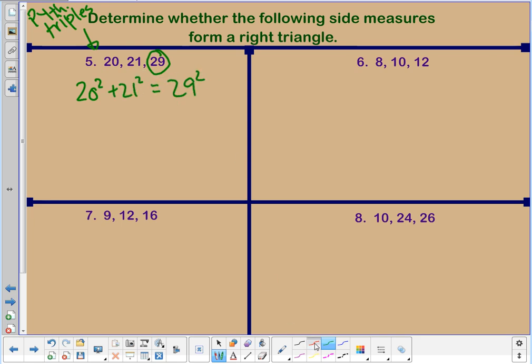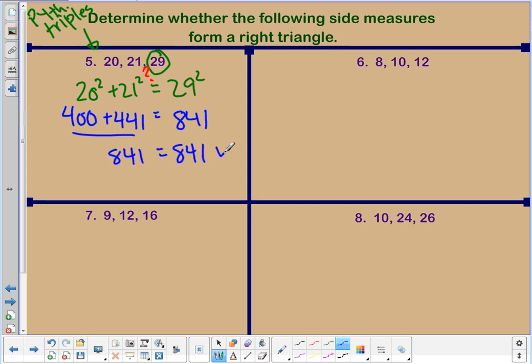And what you're asking yourself is, is this true? When I square these two and add them together, do I get that number squared? That's what you're trying to figure out. So let's figure it out. In number 5, I have 20 squared, which is 400, 21 squared, which is 441, and 29 squared, which is 841. And when I add those together, I get 841. That is equal to 841. So I'm good. My answer here is yes, they do.